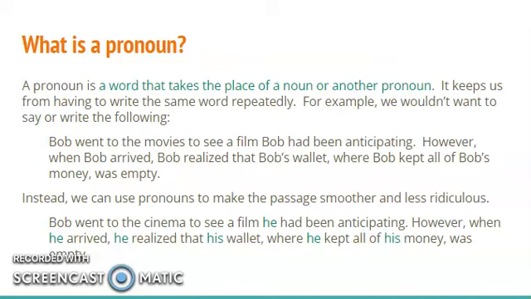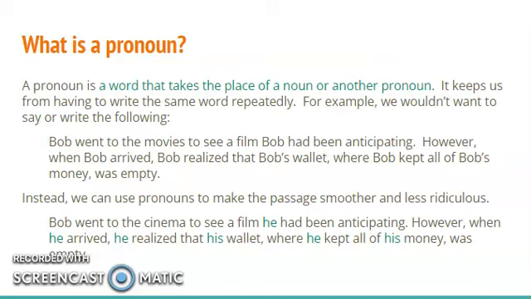So an example of why we need pronouns is seen in this first example sentence. Bob went to the movies to see a film Bob had been anticipating. However, when Bob arrived, Bob realized that Bob's wallet, where Bob kept all of Bob's money, was empty. So you'll see that it's awkward to say Bob over and over and over again, and I almost replaced one of those Bobs with a pronoun because that's what we naturally do in our language, because it helps our understanding, and it just helps what we're saying to flow more smoothly and make more sense to our listener or our reader.